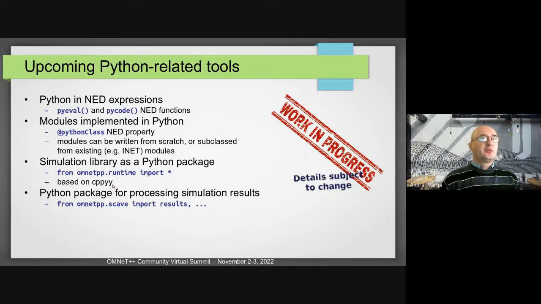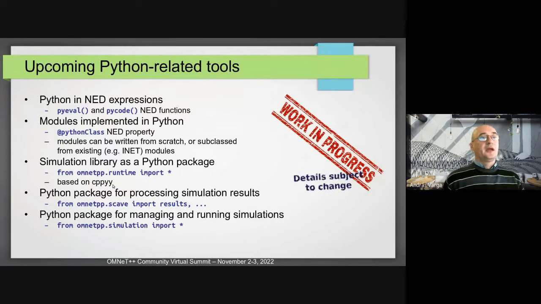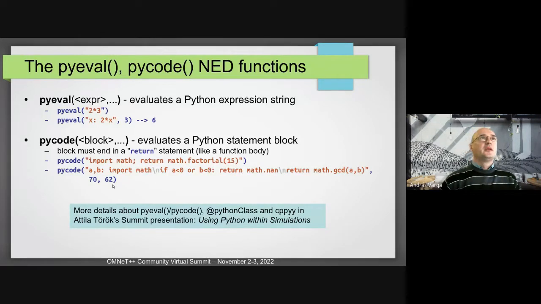And we also have the omnetpp.scave package, which is for processing simulation results. This is used inside the IDE analysis tool, but it can also be used outside the context of the IDE. And we also have a package called omnetpp.simulation, which is basically for managing and running simulations in an efficient and distributed way.